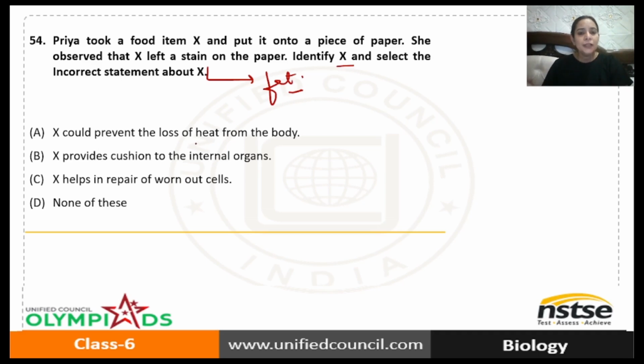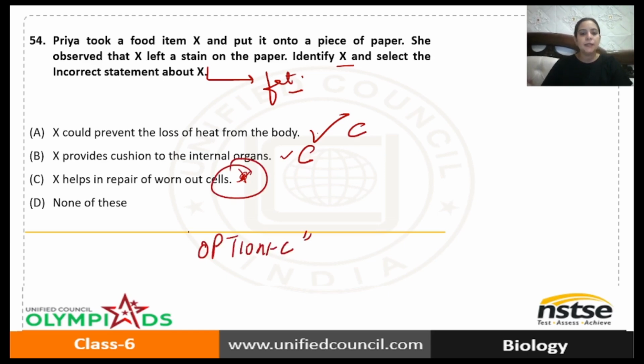X could prevent the loss of heat from the body. X provides cushion to the internal organs. True. X helps in repair of worn out cells. No, fat doesn't help with that. None of these. So yes, X could prevent the loss of heat from the body. It is true, it is not incorrect. It acts as a cushion to internal organs, again correct. So the incorrect statement is only option C. Option C is the incorrect statement in response to fats.